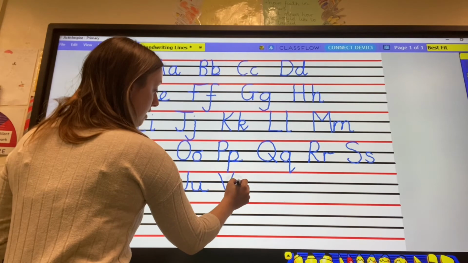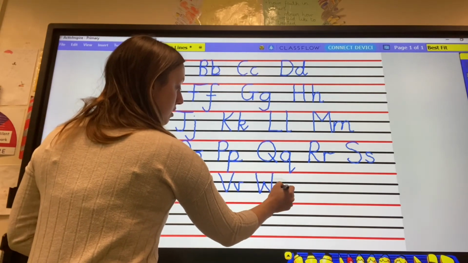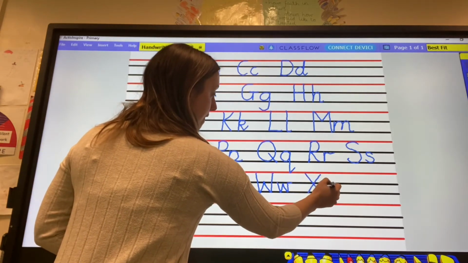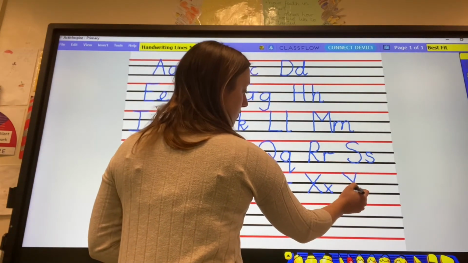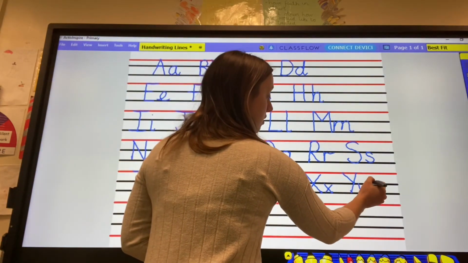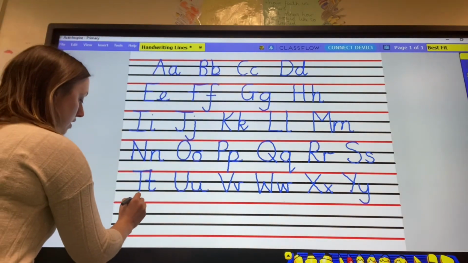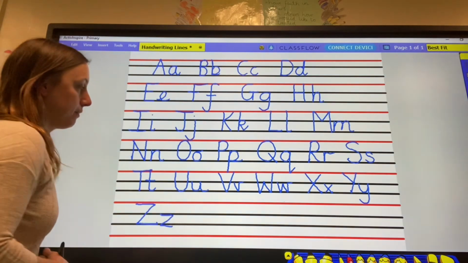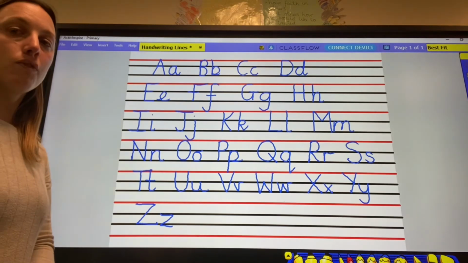V, W, X, Y, capital Y would sit on top of the line, making sure it doesn't go below the line we're writing on, and the lowercase y will go below the line. And finally, okay, so we've written out all the capital letters and lowercase letters of the alphabet.